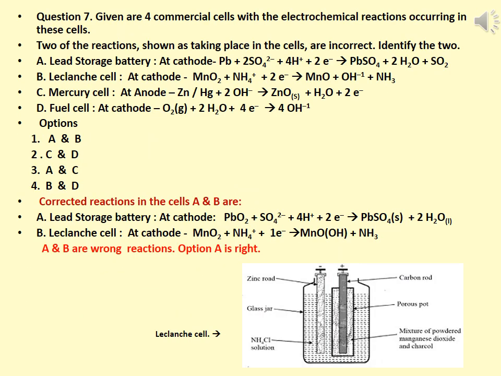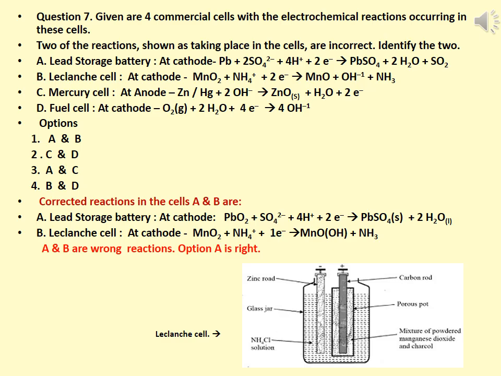Question number 7. Given are 4 commercial cells with the electrochemical reactions occurring in these cells. 2 of the reactions shown as taking place in the cells are incorrect. Identify the 2. A. Lead storage battery. At cathode, lead solid plus 2 sulfate ions plus 4 hydrogen ions plus 2 electrons give lead sulfate solid PbSO4 plus 2H2O plus SO2 gas.